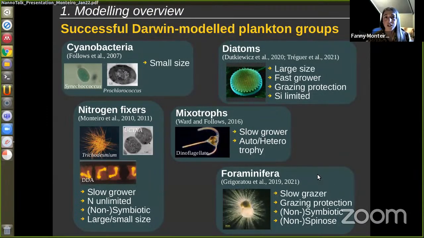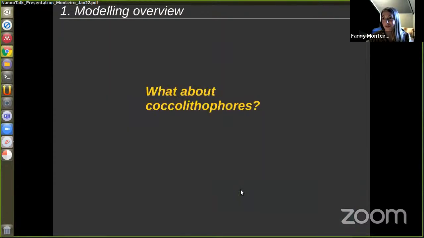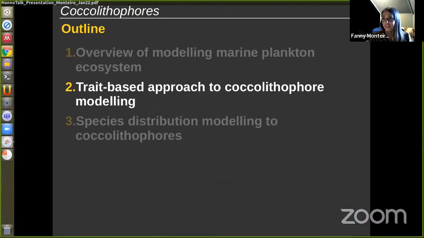So this approach of the Darwin model has been very successful to represent different plankton groups in the modern ocean, including cyanobacteria, diatoms, nitrogen fixers, mixotrophs, and foraminifera. But what about coccolithophores? So that's going to my second part of my talk, where I'm talking about the application of the trait-based approach to coccolithophore modeling.